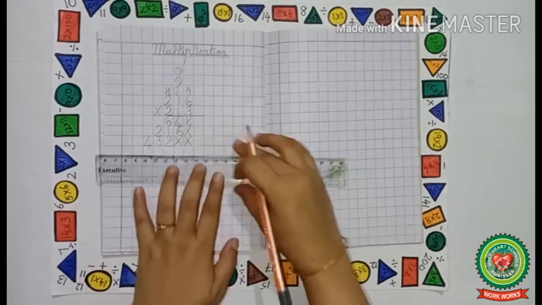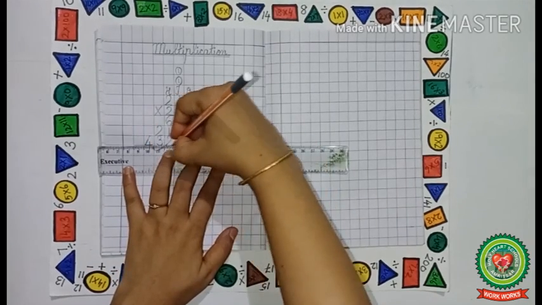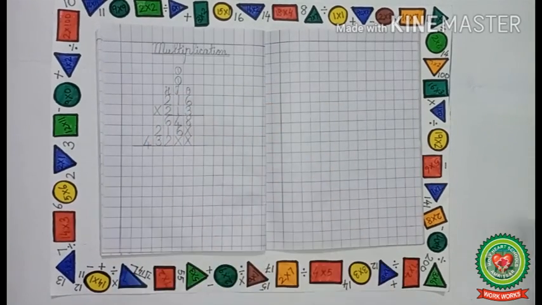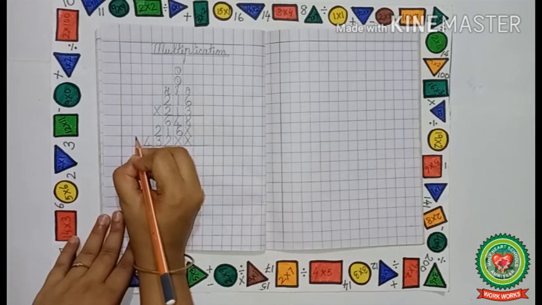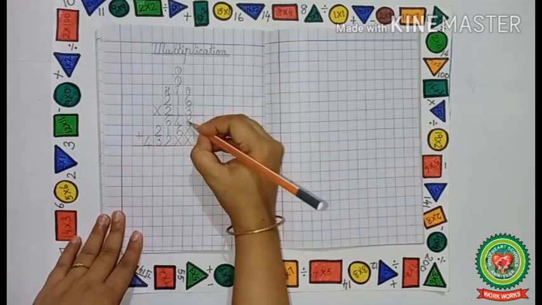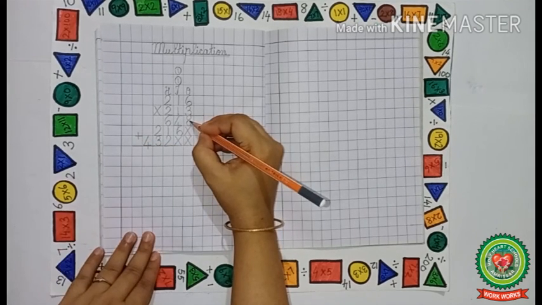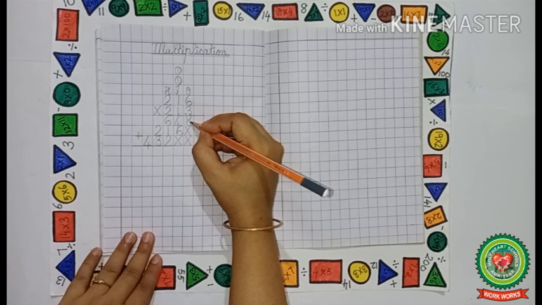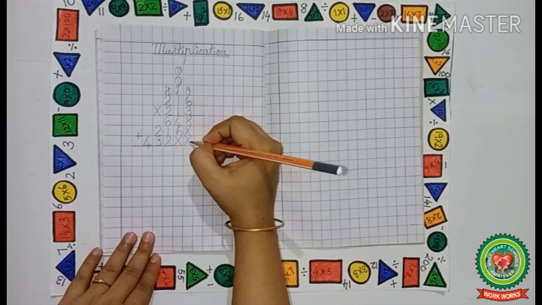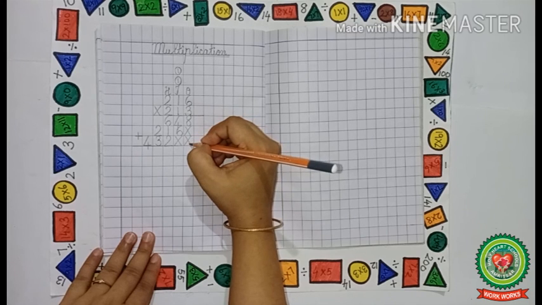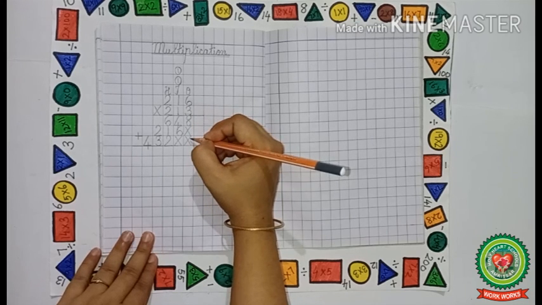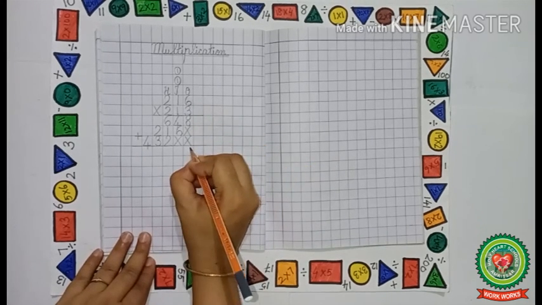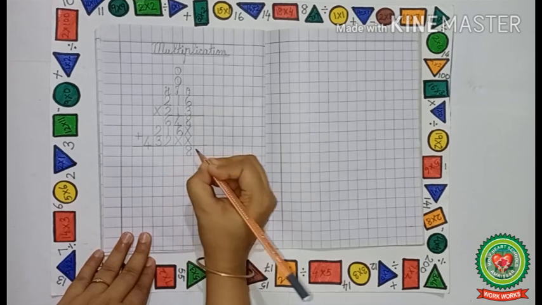Now we will draw a straight line below this. Now what we have to do? We have to add all the numbers. So we will start adding from the ones place. Since in the ones place 8 is there and 2 cross is there. Cross means 0. So 8 plus 0 is how much? That is 8. So we will write over here 8.